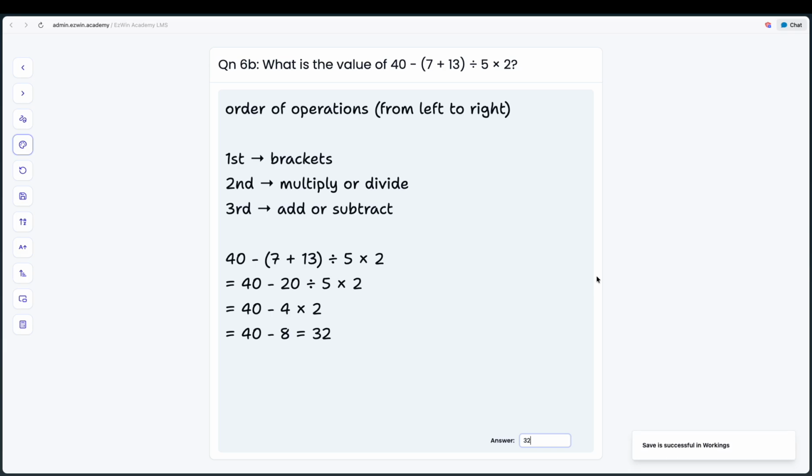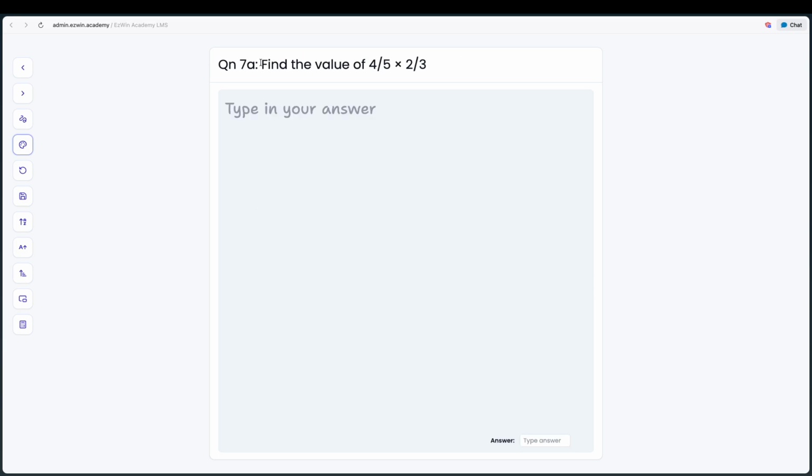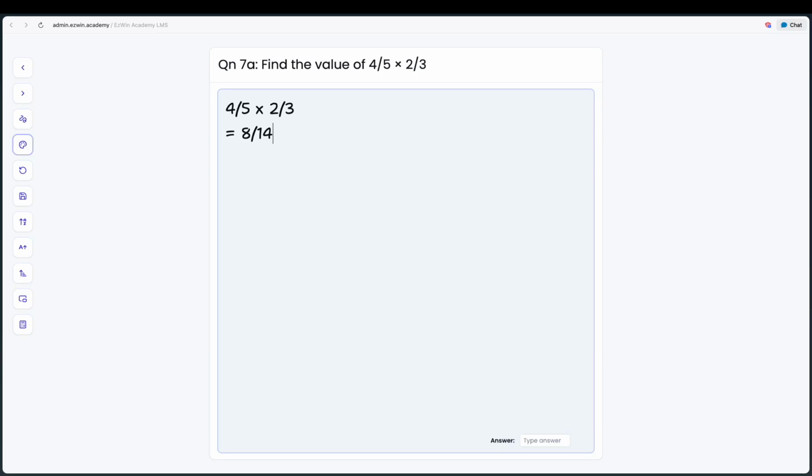All right, let's move on to the next question. Question 7a, find the value of 4 out of 5 times 2 out of 3. This will then be equal to 8. 4 times 2 is 8, and then 5 times 3 will be 15. That's it, there's nothing much. So it's 8 out of 15. Okay, let's move on to the next question.